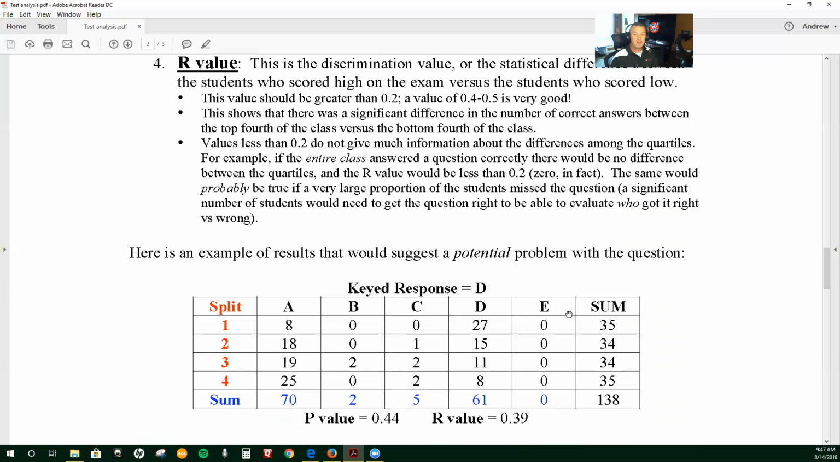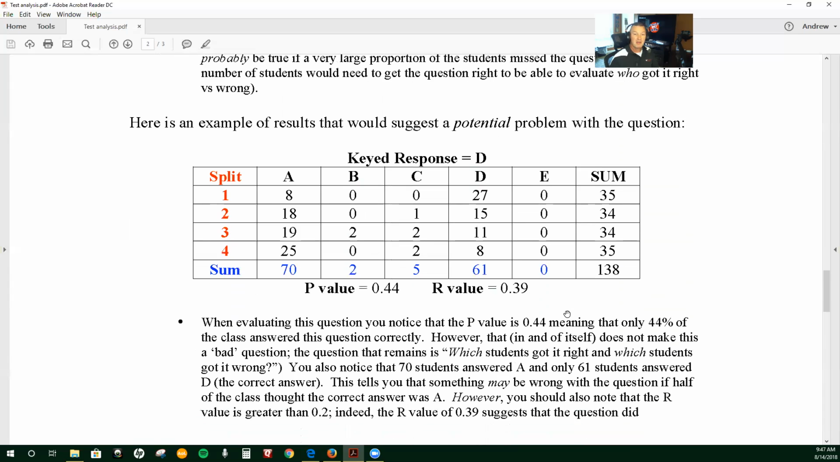Scrolling down to a question that they list as a potential problem is this one here. You're looking at the breakout, 138 students, all right? The answer was D, and it had a p-value of 0.44. So in other words, only 44% of the class got it right. But when you're looking at that, in the group that did the best on the exam, a large chunk of them got it right. In the group that did the worst on the exam, a large chunk of them got it wrong. This question is discerning. It cut a swath between those who knew the information and those who did not. It is a difficult question, but it is a fair question.